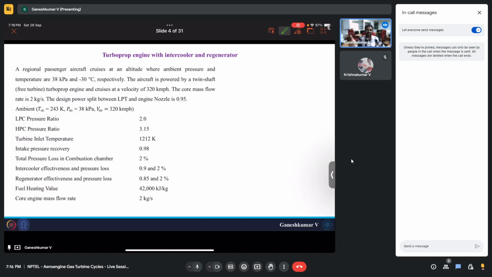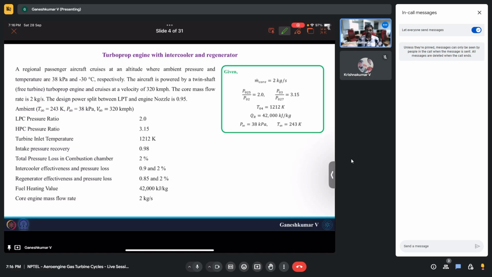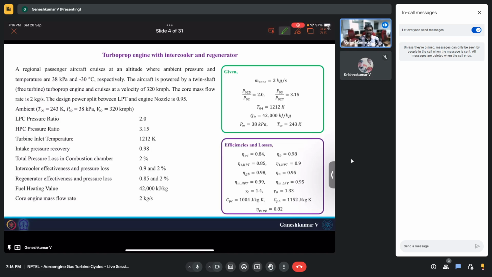So intercooler effectiveness, regenerator effectiveness and pressure losses are given, and fuel heating values and core engine mass flow rate, of course, we know. And these are the given properties, and also the efficiencies and losses are given. So now we are going to use these parameters to find out performance parameters like power, thrust, and equivalent shaft horsepower and equivalent fuel consumption.